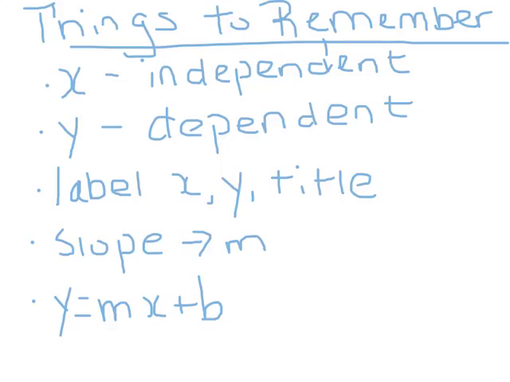So just to recap, things you need to remember: x is your independent variable. It's always on your horizontal axis. y is your dependent variable. It depends on x. It's always on your vertical axis. Remember to label your graph. So label what x is, label what y is, and give your graph a title explaining what it's about. Remember that slope is equal to the m. And remember that your general equation for any line is y is equal to mx plus b.